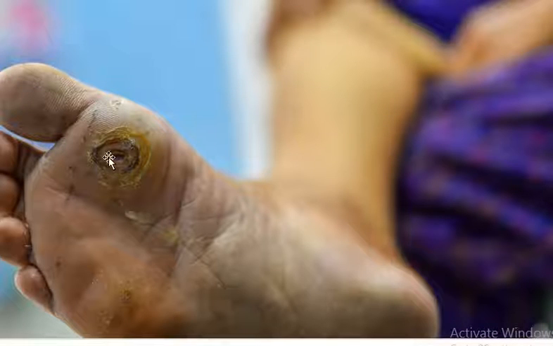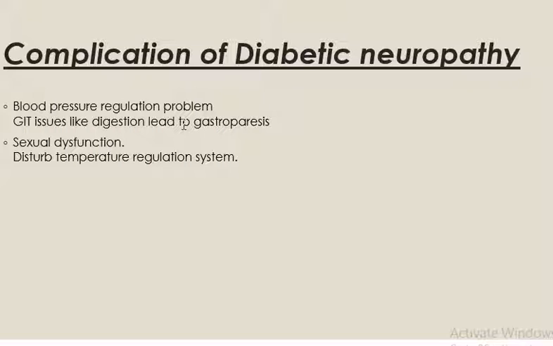So see, in the diabetes mellitus patient the complications are like that. So this is how this disease presents. Then what are the other complications of diabetic neuropathy? Blood pressure regulation problems, GI problems like digestion problems, and a disturbed temperature regulation system.